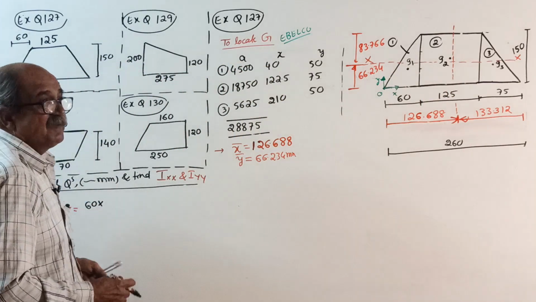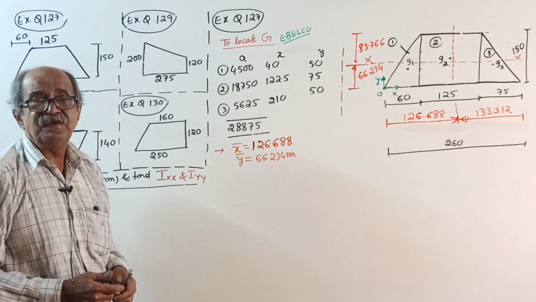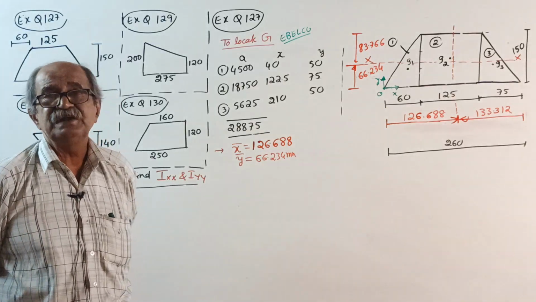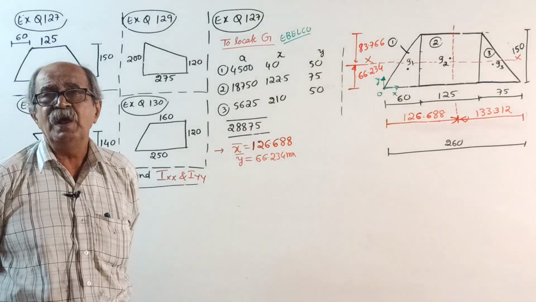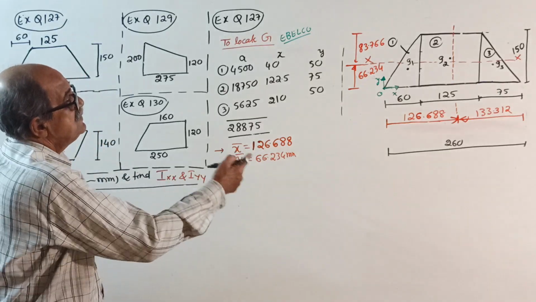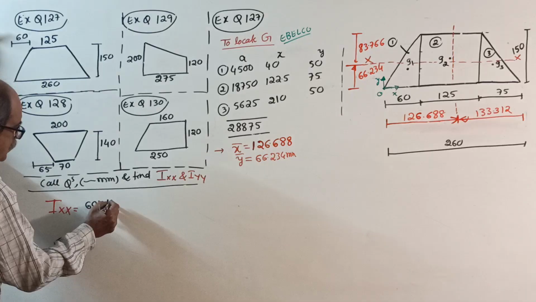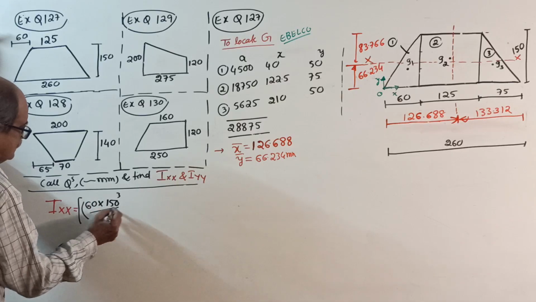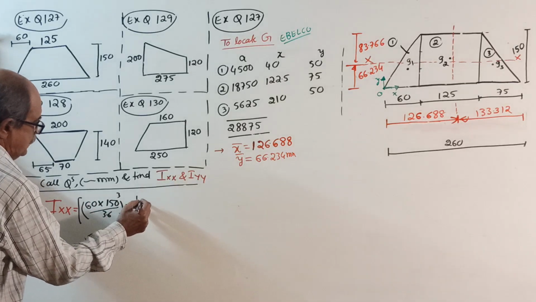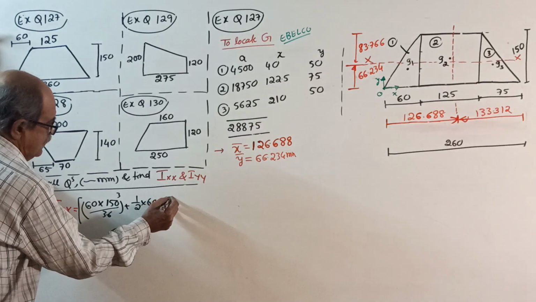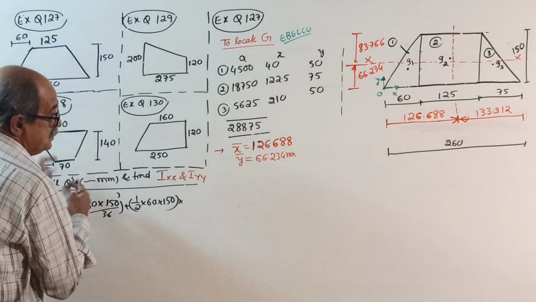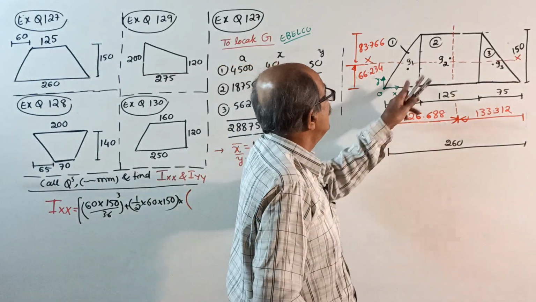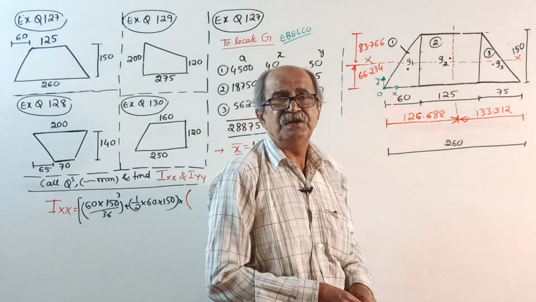Today, when we started exercise questions, so far only rectangles were there. Today first time a triangle came, so it is not 12, it is 36. Remember, 60 into 150 cube by 36 is Ig, plus half into 60 into 150 is the area, into one minute. Suppose somebody asks, sir, why 60 into 150 cube? Why not 150 into 60 cube?